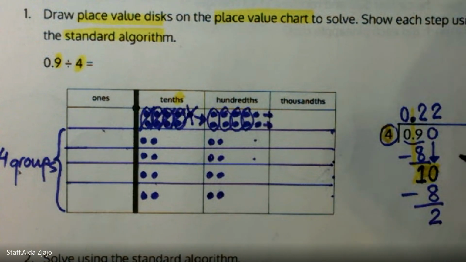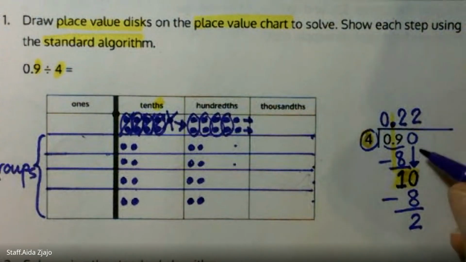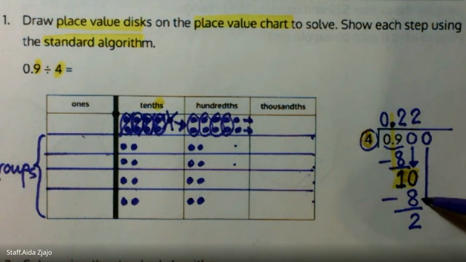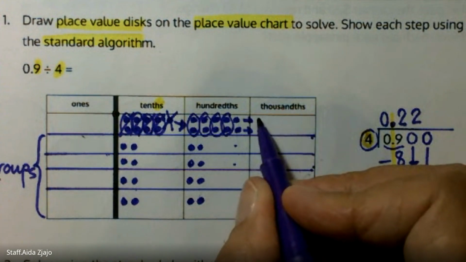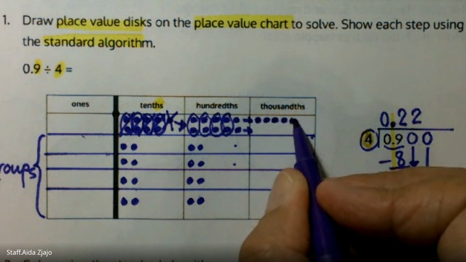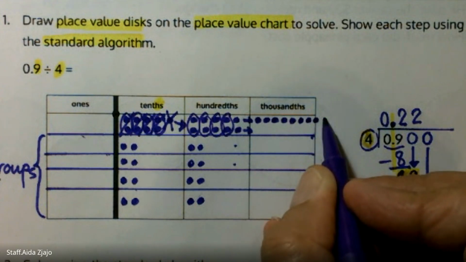So how that looks on the standard algorithm: instead of having 9 tenths, I had 90 hundredths, or I can add one more zero, which will create 900 thousandths, which I can bring down. What this really means is that this 2 hundredths, I'm going to divide into 10 pieces, and then I will have 20 thousandths. So now I'm going to try to do 1, 2, 3, 4, 5, 6, 7, 8, 9, 10.